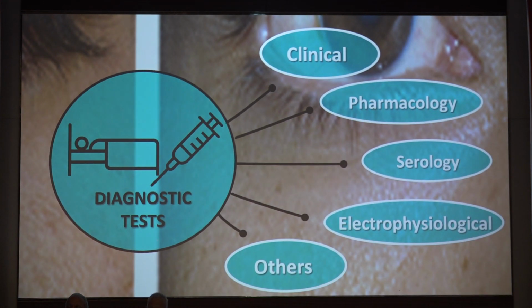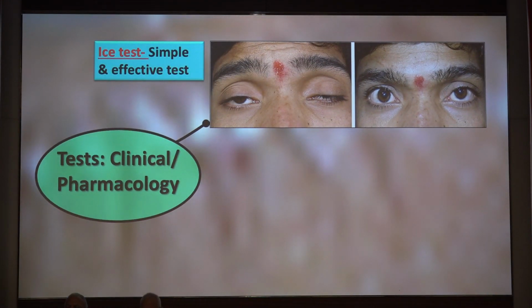Then coming to the tests that we do. First, before the pharmacological ones, the ice test, very important. Do it in your clinic. You need to put the ice over the lid for 2 minutes. Ensure intermittently that you release it, but check that the ice is actually touching the lid. Many a time it just touches the brow and then you really don't get the test properly. Very, very simple and effective test.